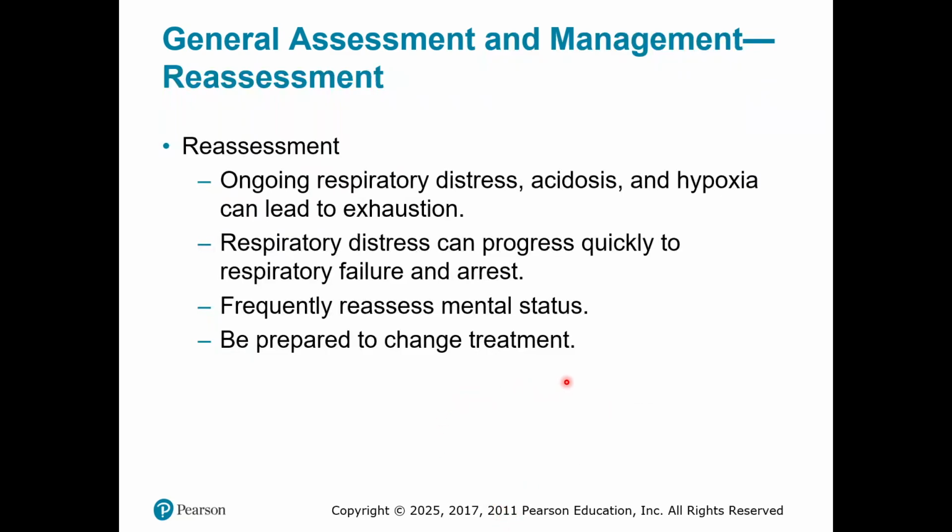Be prepared to change treatment, right? You have an anaphylactic patient, you've given 0.3 milligrams of epi, you've given albuterol atrovent, they're still bad off, they're still hypotensive as all get out, they're still sat in the low 90s with the albuterol treatment on. Maybe it's time to consider a second dose of epi, right? Something to consider. You've got to be prepared to change your treatment.